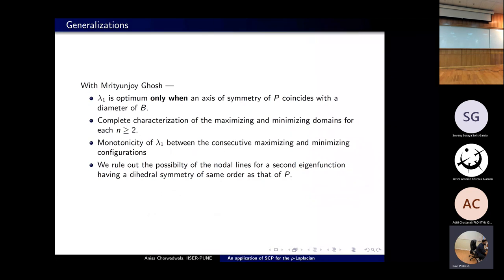So we proved that lambda 1 is optimum only when an axis of symmetry of P coincides with the diameter of B. This is a complete characterization of maximizing and minimizing domains for each n larger than or equal to 2, where n is the order of the dihedral symmetry, not the dimension of the domain. And monotonicity of lambda 1 between two consecutive maximizing and minimizing configurations is also done. Remember, this is for the p-Laplacian. From p equal to 2, which was done with Chorwadwala, we proved it for any other p.